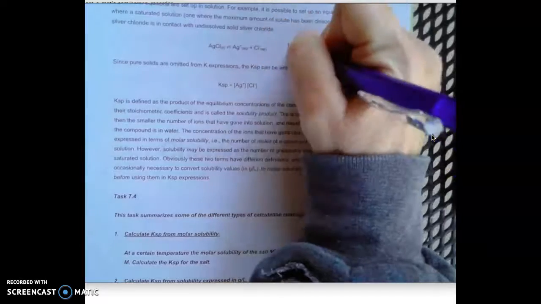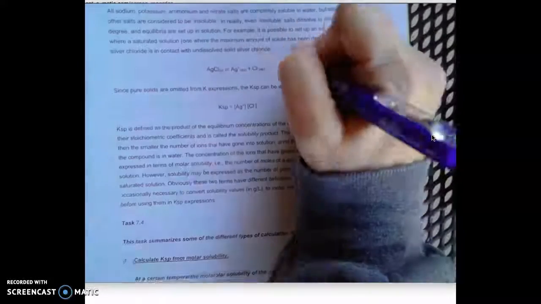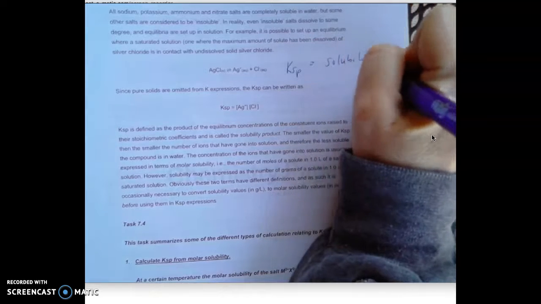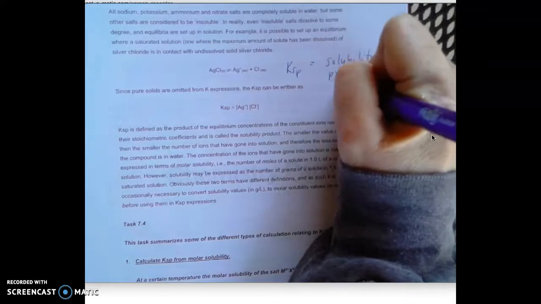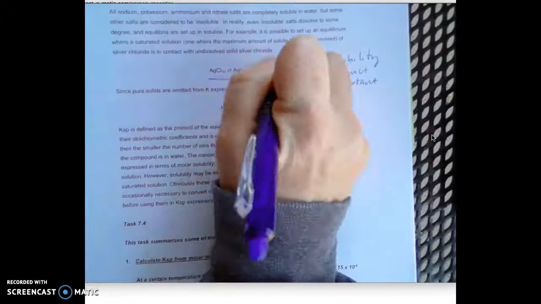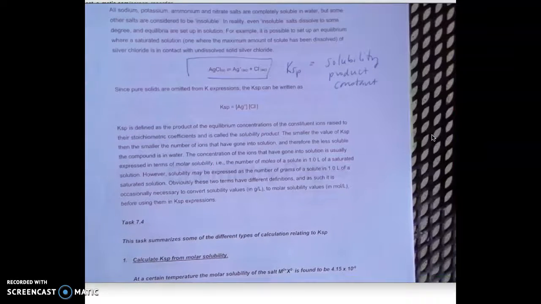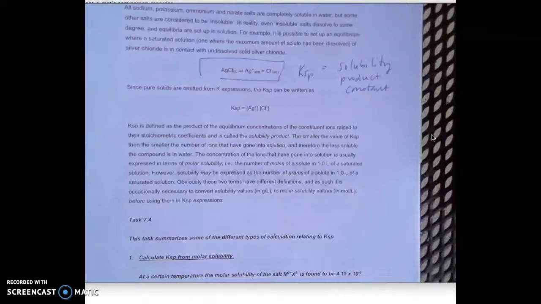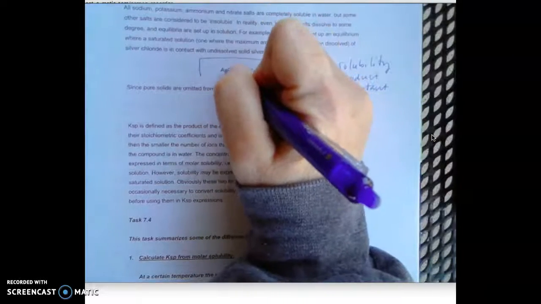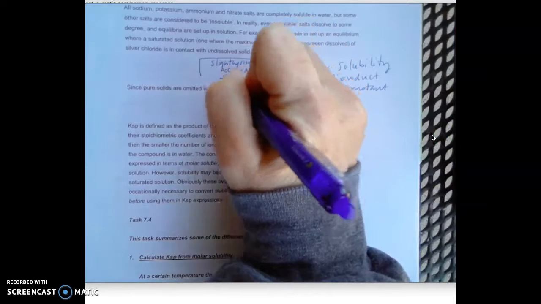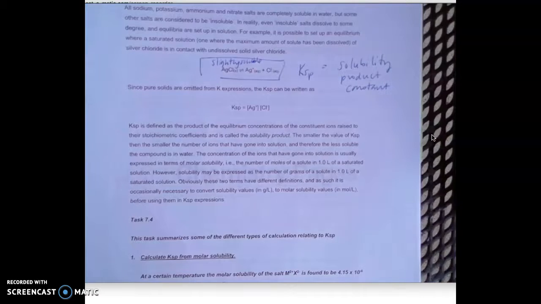All right. Ksp is a new idea. I told you we'd see several Ks. Ksp is the equilibrium of solubility, and so we call this the solubility product constant. It's the same, it's the ratio of the products to the reactants, but the reactant is always going to be a slightly soluble ionic compound that's only partially soluble.